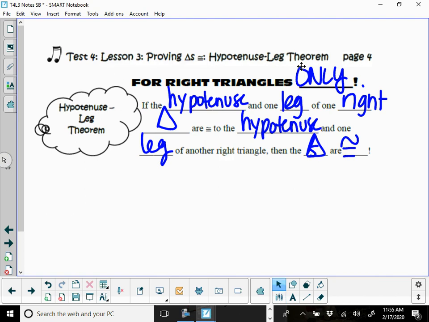Right triangles only. So initially when you're looking at this, it either is a right triangle or it isn't. You have to be able to tell that from the get-go.